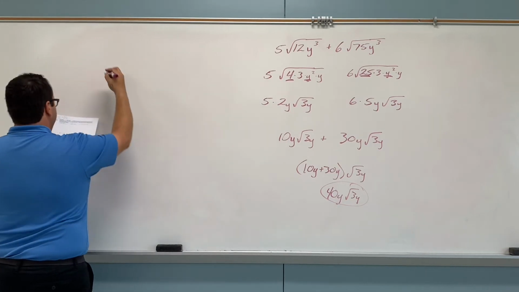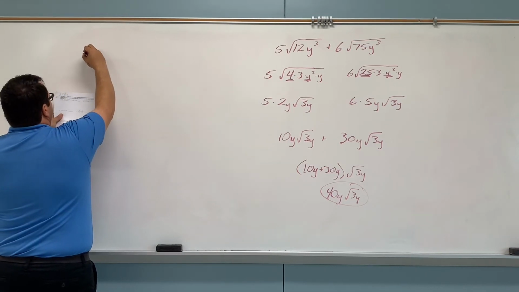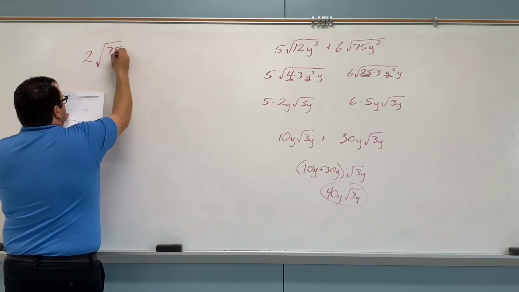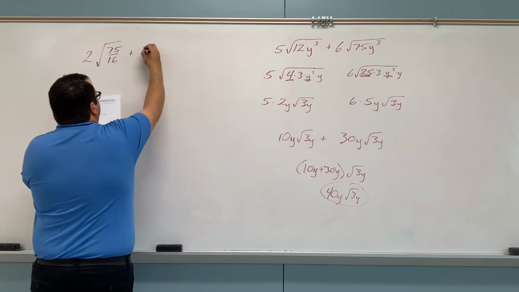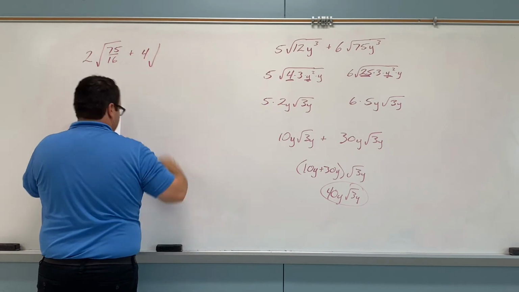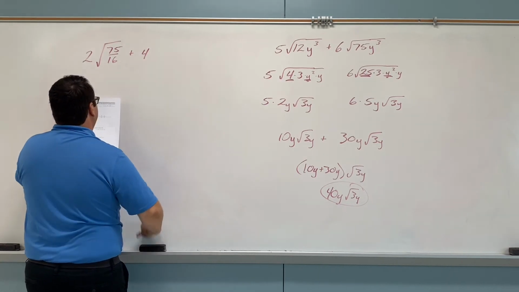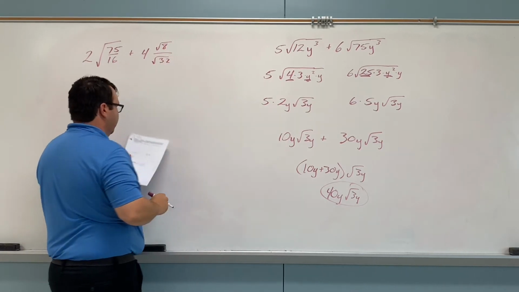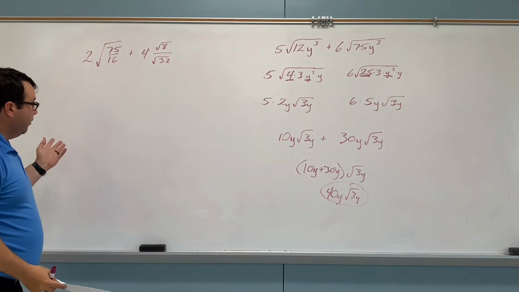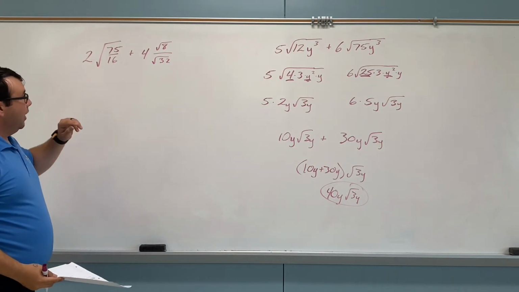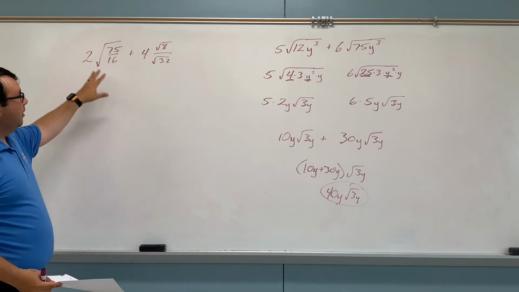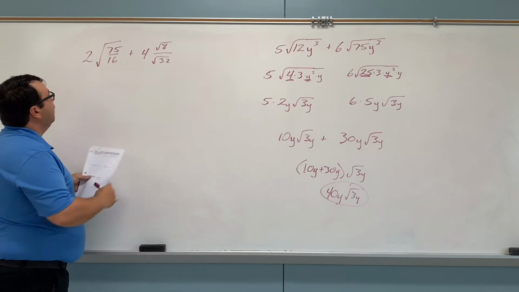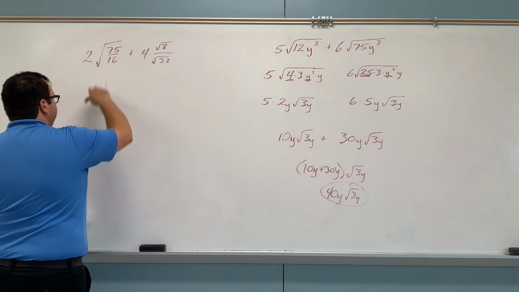Try this next problem. Then we'll move into the next stage. So I have 2 square root of a fraction 75/16 plus 4 square root of another fraction, but it is going to be the square root of 8 over the square root of 32. Currently, they are not like radicals. Now, I do want to make sure that I take my time here because I'm seeing some different components, different radicals all around. So I'm going to work on the first one first, going vertically like I have been.